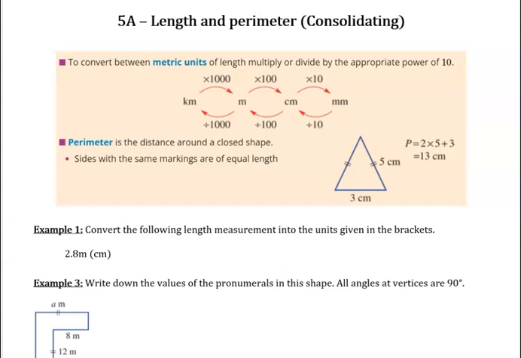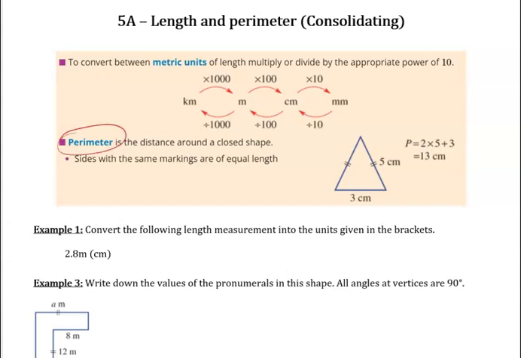Okay, 5A, length and perimeter. So we've got to remind ourselves about converting between metric units. If we're going from kilometers to meters, we multiply by 1,000. If we're going from meters to kilometers, we divide by 1,000. Don't forget the odd one out is when we go from meters to centimeters, that's only 100. And then from centimeters to millimeters is times 10, but they will make 1,000.